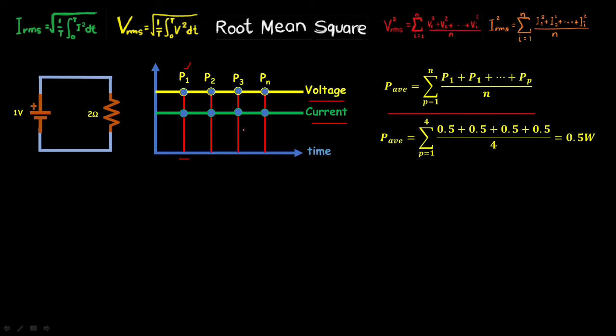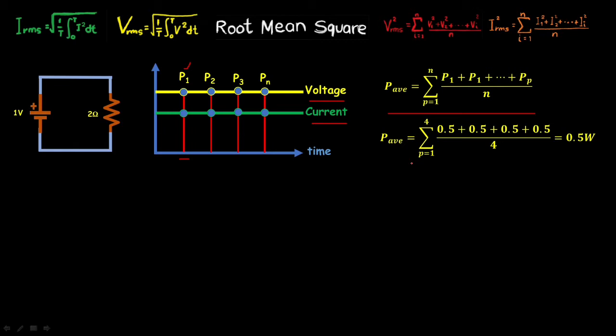So in DC, we just need to have the product of the voltage and the current. Then we know that this is the effective power delivered to the load. In terms of voltage and resistive load, we use V squared over R. And with the current and load, we will use I squared R. So it is easy in DC.